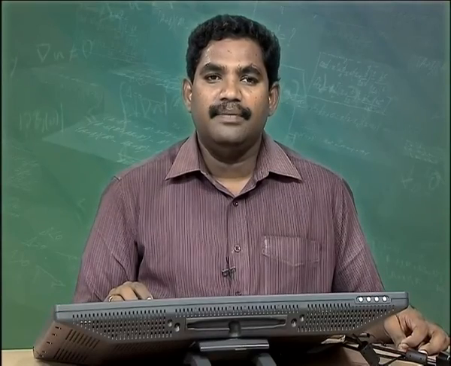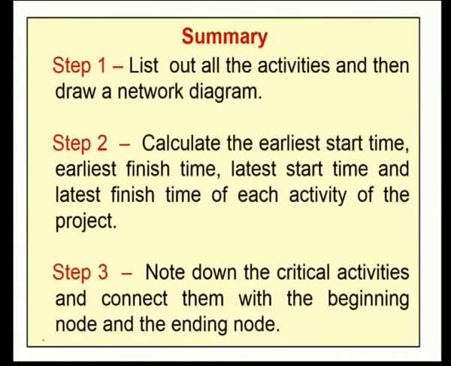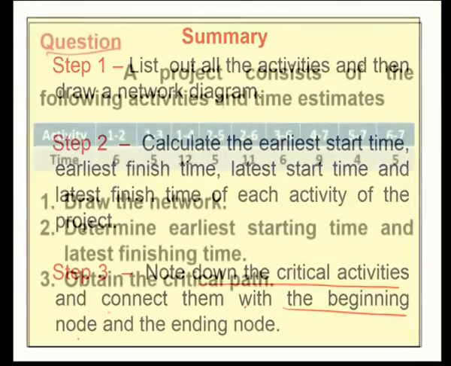So, let me recap. In order to obtain the critical path, first we have to list out all the activities and obtain the network diagram for the given activities. Once we obtain the network for each and every activity, we have to compute the earliest time and latest time. Once we obtain those times, next we have to note down the critical activities and connect them with the beginning and the ending node.